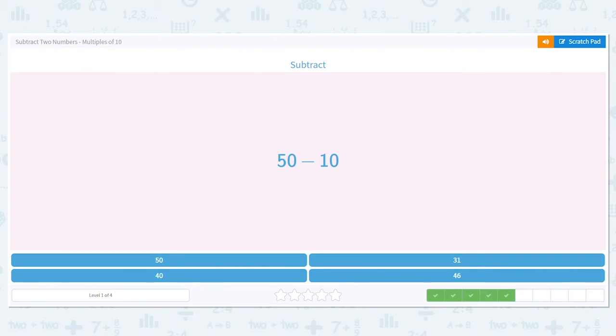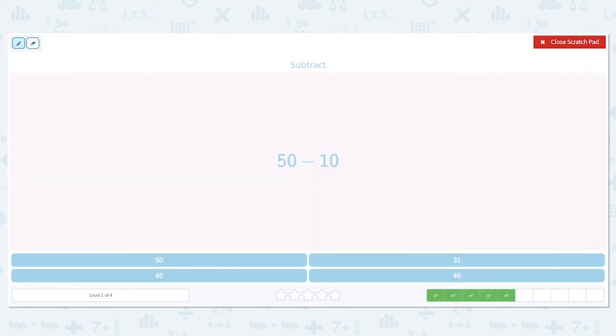Next one, 50 minus 10. All right. And you notice how I'm using my scratch pad. I'm marking up the problem. That is good to do, especially because it helps you if you need to go back and check what you've done. Your work is there to show you what you've done. It helps you check your work. So if you make a mistake, your work is there to say, hey, this is where you made a mistake.